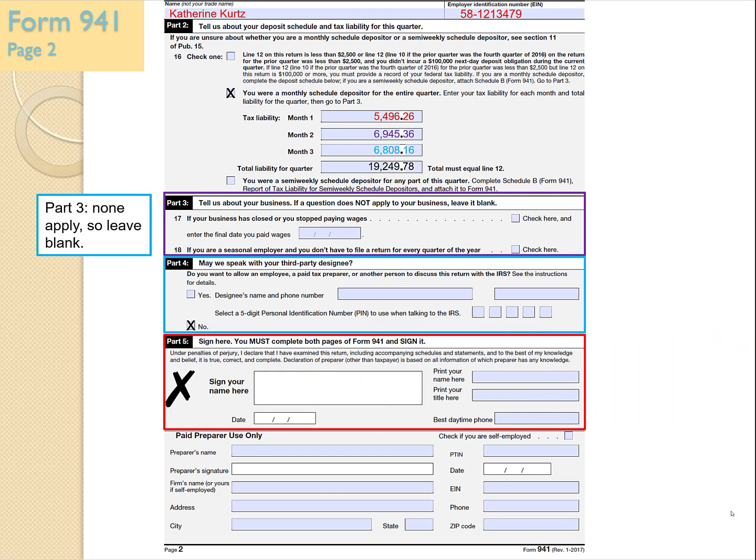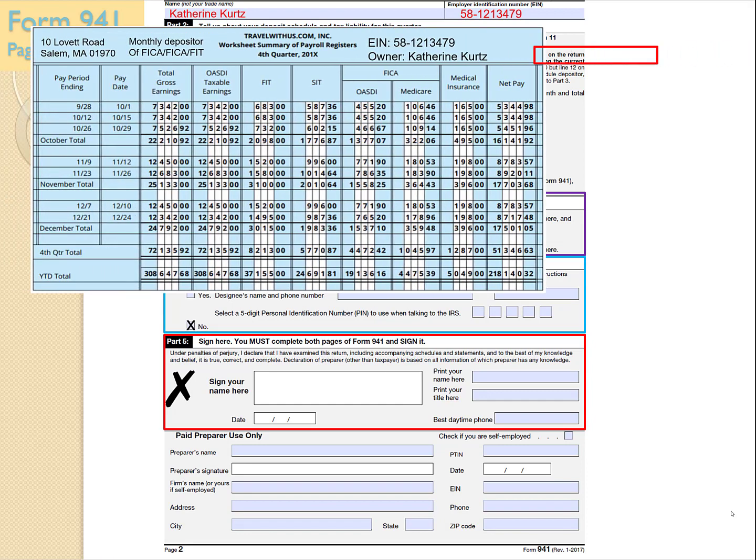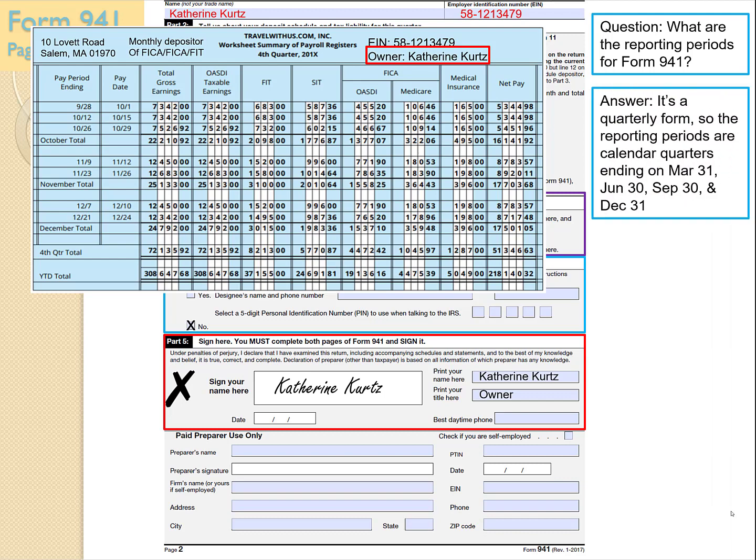Part 5, we need to sign it. And who's going to sign it? Catherine Kurtz. We're going to print her name and then her title. Now I have a question for you. What are the reporting periods for Form 941? Because we're trying to figure out what date this needs to be signed by. It's a quarterly form, so the reporting periods are calendar quarters ending on March 31st, June 30th, September 30th, and December 31st.